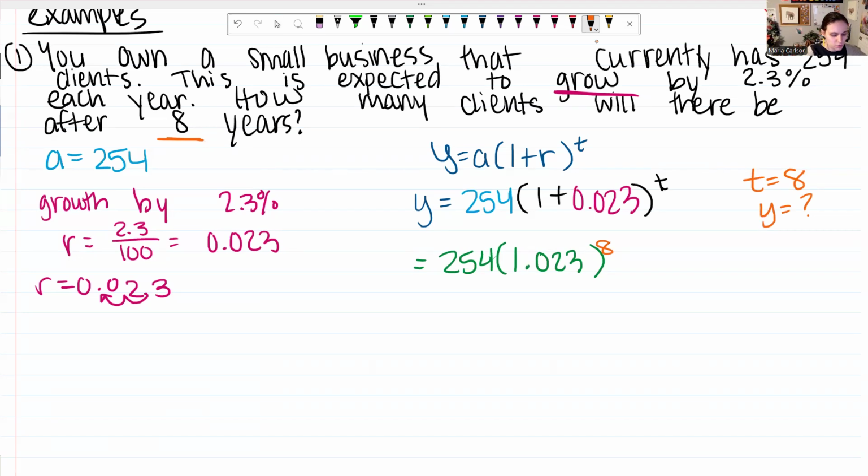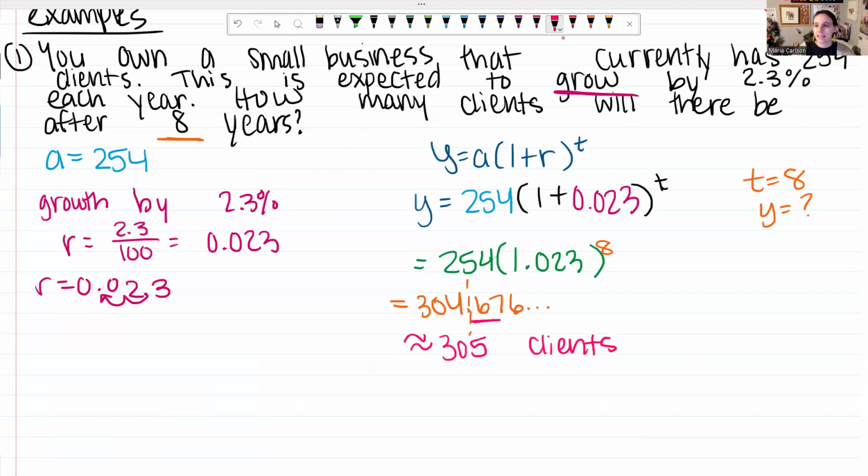So the number I got was 304.676 dot dot dot. And this is clients, so I can't have a decimal of a person. So I'm going to just round this up to the nearest whole number, and rounding up because actually there's a number greater than 5 after the decimal place. So this is about 305 clients in 8 years.